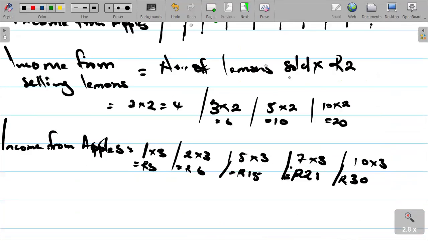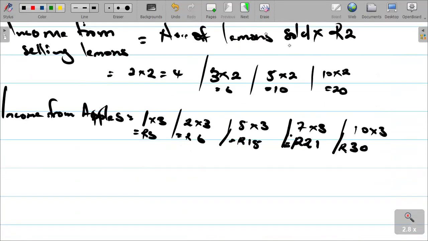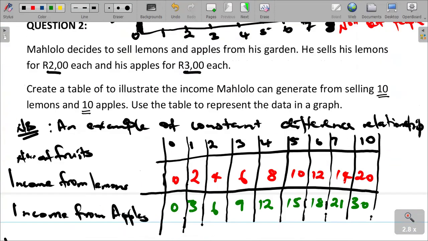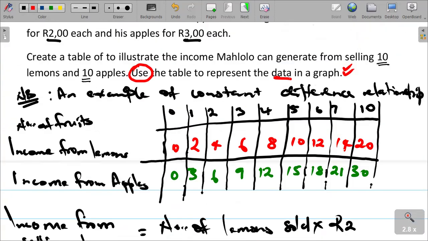And then finally, you are asked to draw a graph. The question says, use the table to represent the data in a graph. That is part B of the question. So therefore, we are going to draw the graph here.